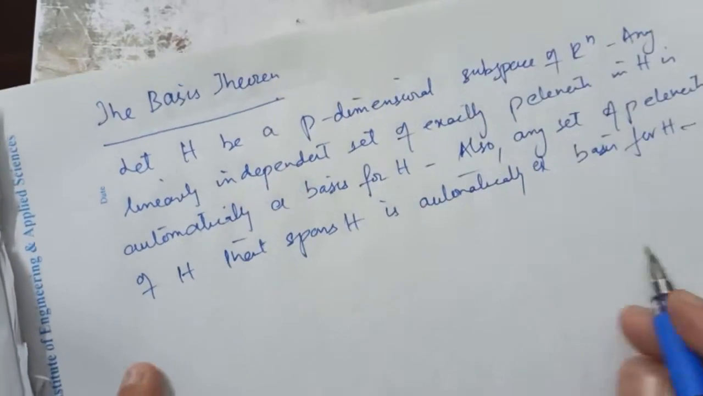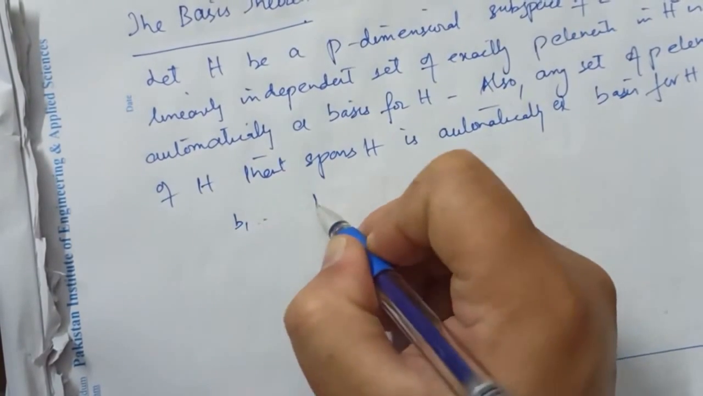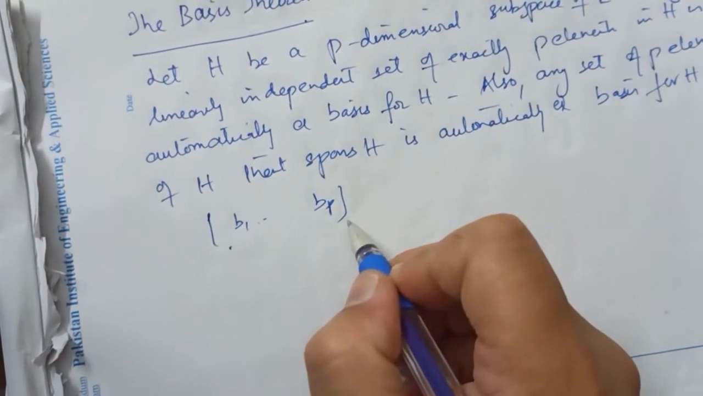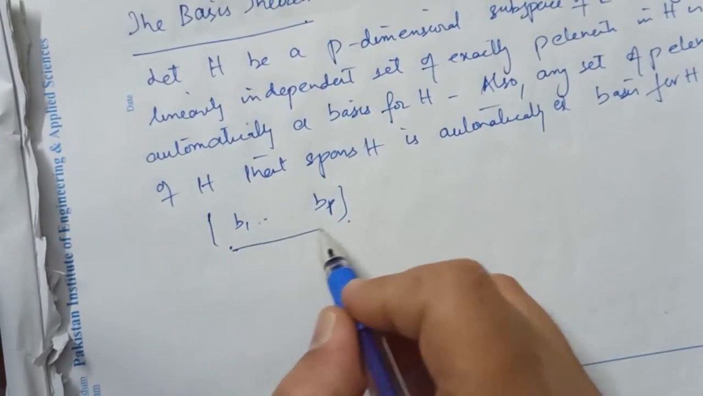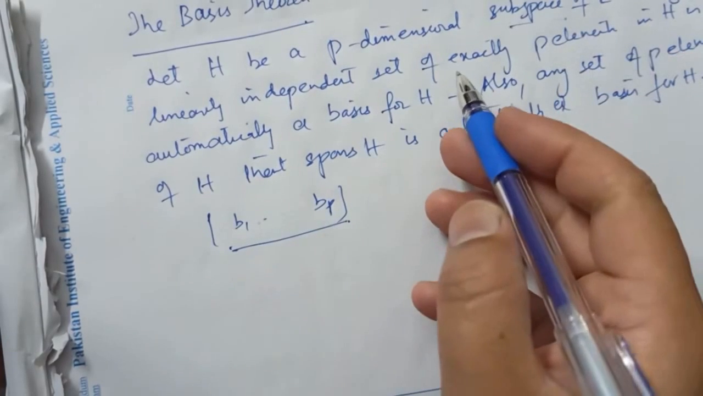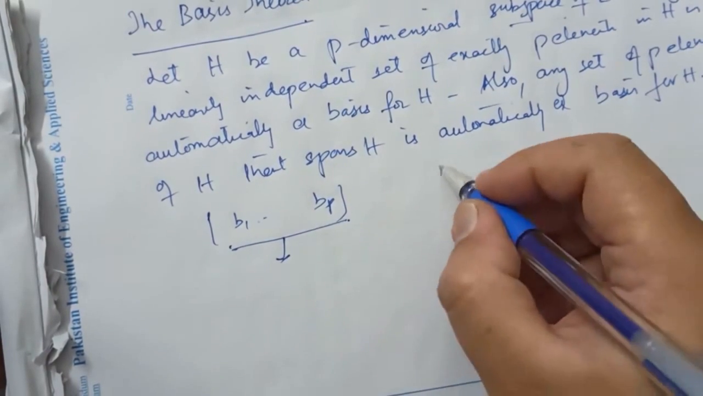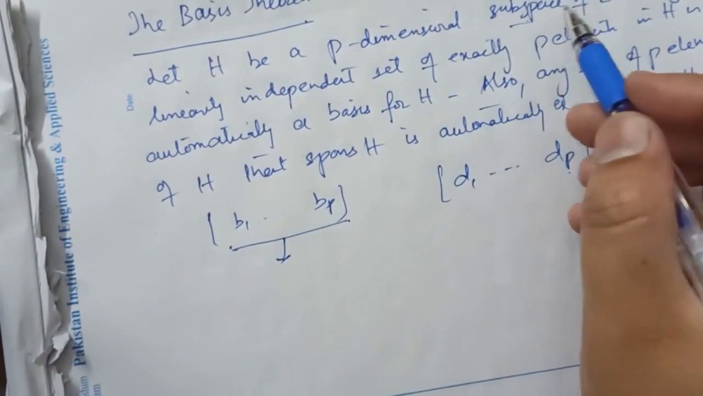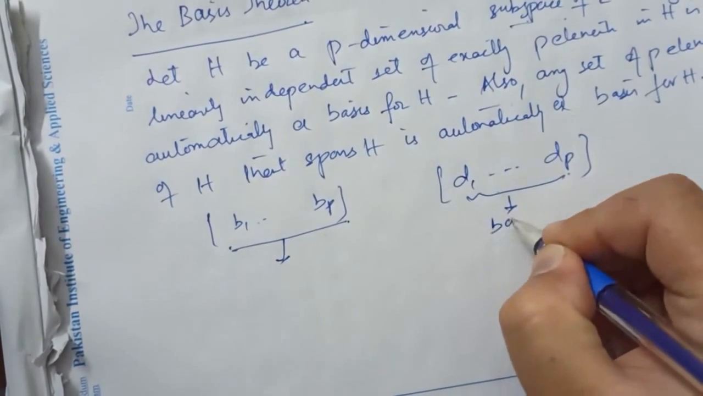So what we are saying here is, to do an example, if there is a set of p vectors, and they are linearly independent, and H is a p-dimensional subspace, and these linearly independent vectors are in that subspace, they can completely serve as the basis for that subspace. And let's assume there is another set of vectors d1 to dp, and they are linearly independent, and also in the subspace H, they can also serve as the basis.